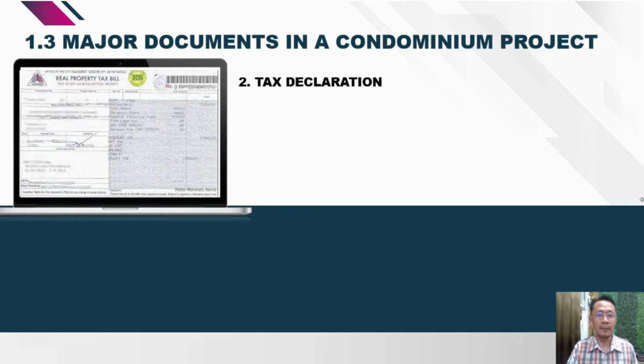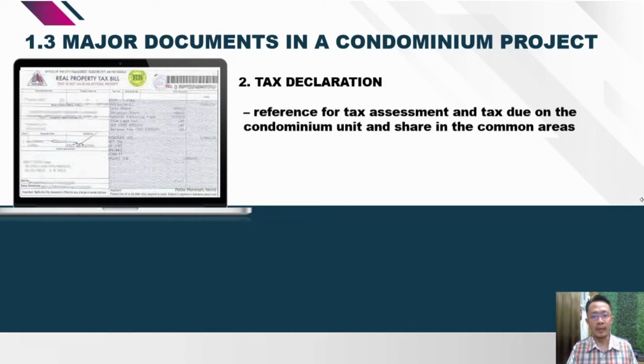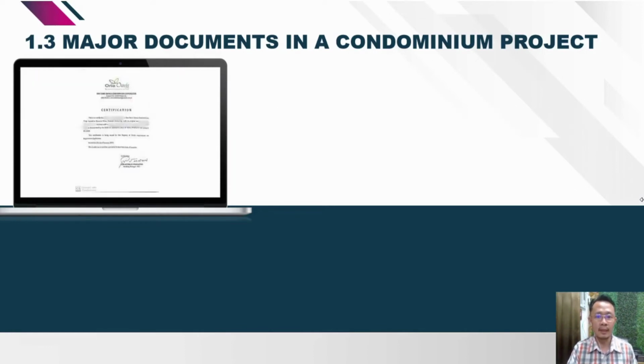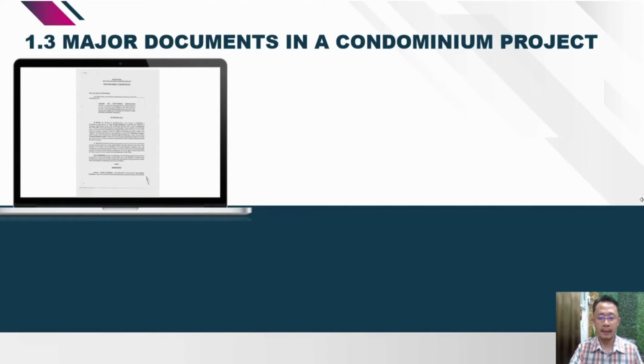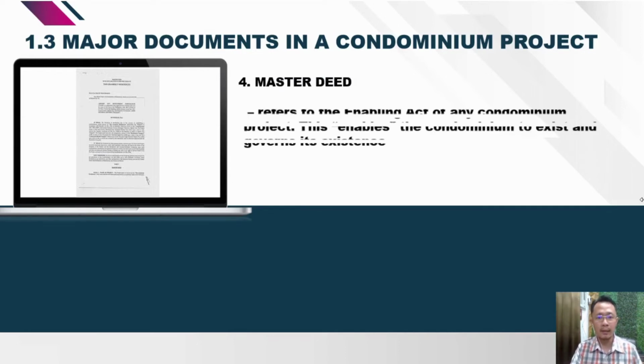Tax declaration. It refers to the tax assessment and tax due on the condominium unit and its share in the common areas. The certificate of management is a document issued by the condominium corporation that the conveyance is in accordance with the master deed or restrictions. Next is the master deed.